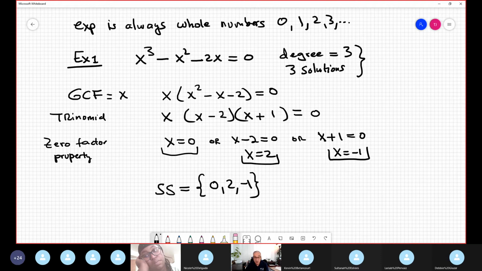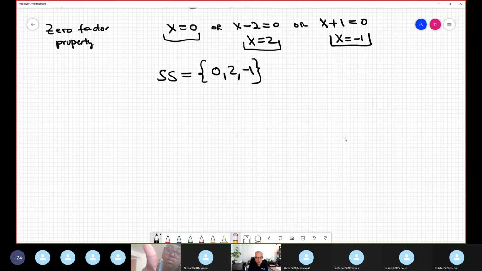This matches perfectly with what we expected: 3 solutions because the degree is 3. Got it? Do you understand this or not? Sure? We are doing polynomial equations now.